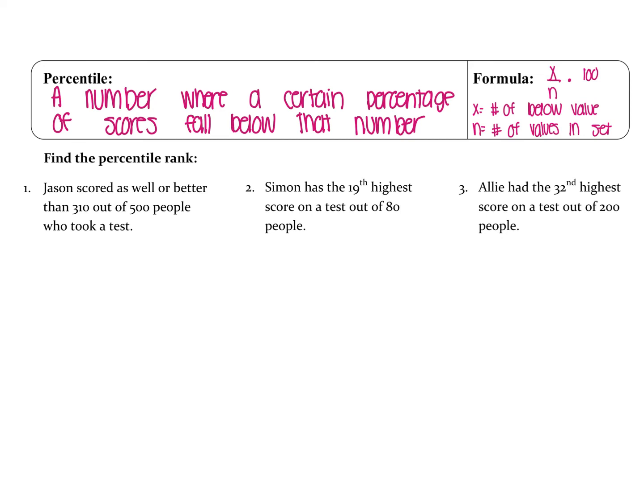So a percentile is a number where a certain percent of scores fall below that number. So we're looking at, okay, this many percent is below whatever number I am currently at. This is actually pretty easy to calculate. We have this formula right over here where we take x divided by n and then multiply it by 100 to make it a percent. x is the number below that value, so we figure out how many are below you, and n is the number of total values in the set.